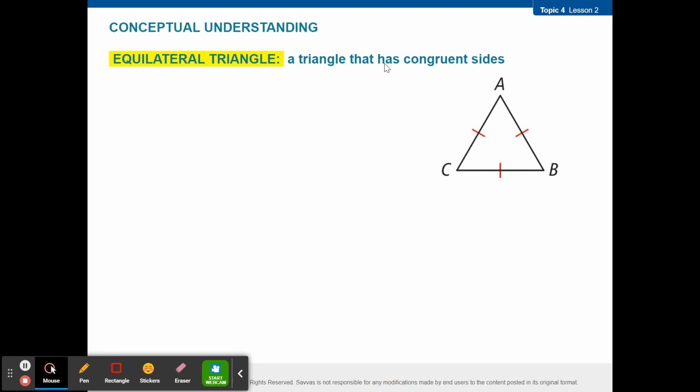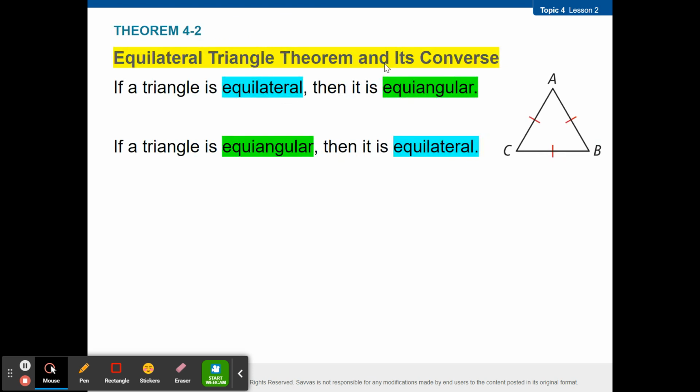All right, is anybody still copying this down? All right, here's the next one. Here's two other theorems, a new theorem and a converse. So the equilateral triangle theorem and its converse. If a triangle is equilateral, then it is equiangular. If a triangle is equiangular, then it is equilateral. So this is the theorem. This is the converse. So many converses.